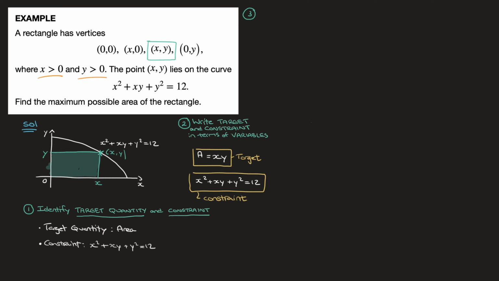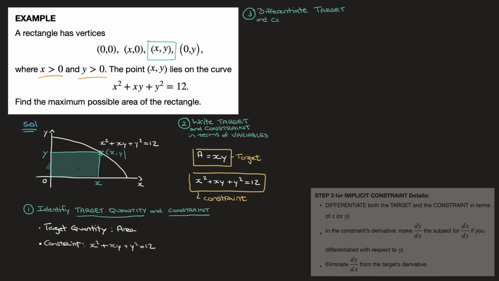And the issue with such constraints is that for our step 3, we won't be able to rearrange this constraint to make y or x the subject. And consequently, we won't be able to eliminate one of the two variables in the target quantity. So in step 3 here, we'll follow a slightly different approach. Rather than working with the target and the constraint directly, we're going to be working with their derivatives. And here we can see that the variables are x and y, so we'll differentiate both the target and the constraint with respect to x.